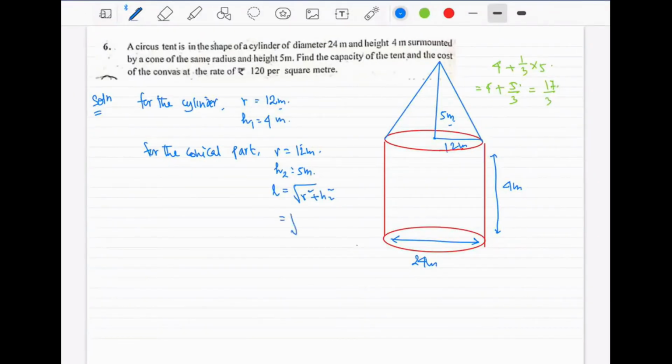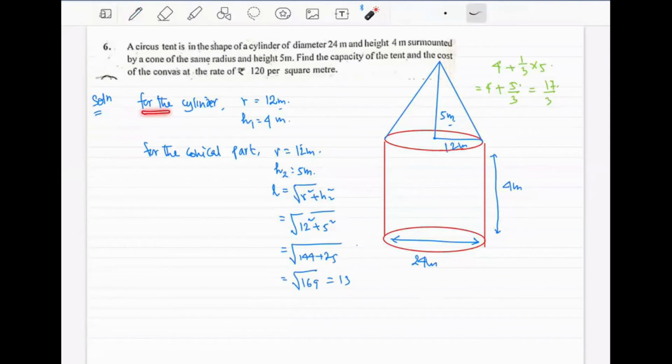Put in the value now. R is 12 square, H2 is 5 square. So we will have 12 square is 144, 5 square is 25, 169, which is 13. So for the cylindrical part, we have the radius and height.